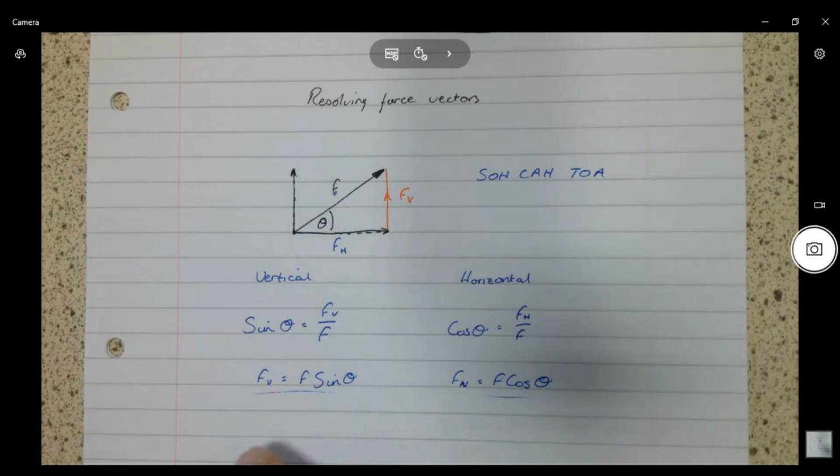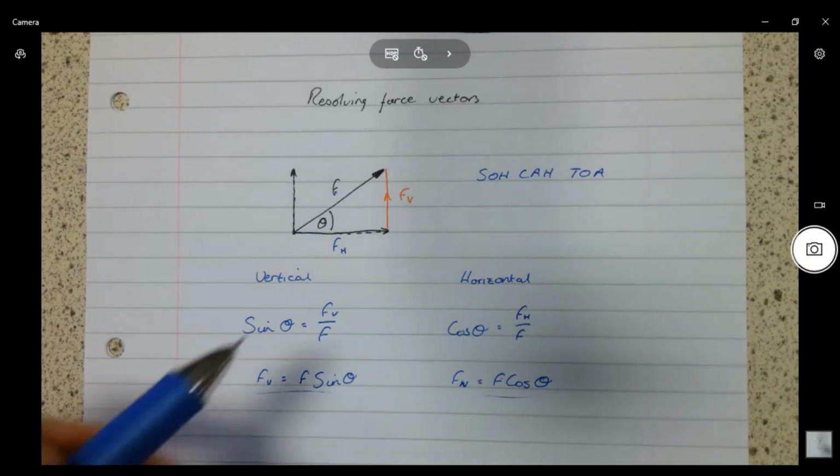Now I've told you here that vertical force is F sine theta and horizontal force is F cos theta. While it's useful to remember these, especially with forces, it is not always the case. Use your free body diagram. It becomes even more important now to actually know which is the horizontal force and which is the vertical force.